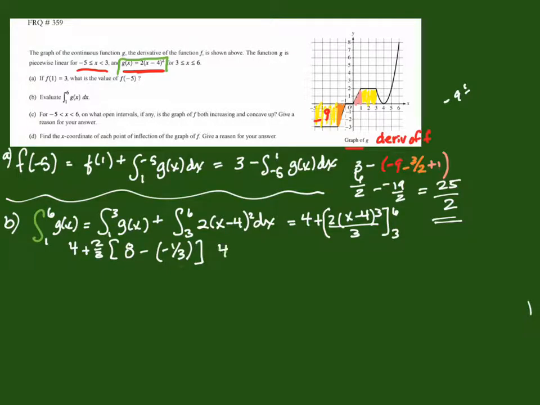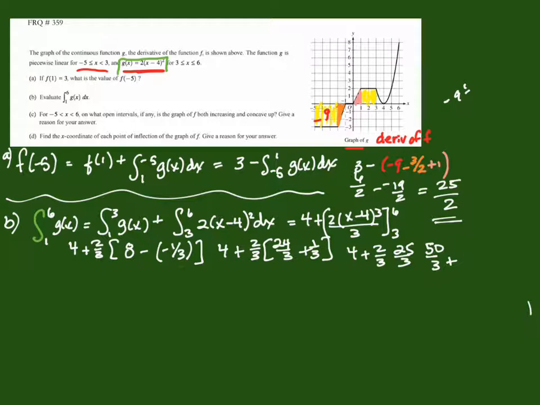So that would be 4 plus 2/3. This is good practice because you're not going to have a calculator, or you could use it to check your work. This would be 24/3 plus 1/3. So that is 4 plus 2/3 times 25/3. So that is 50/3.